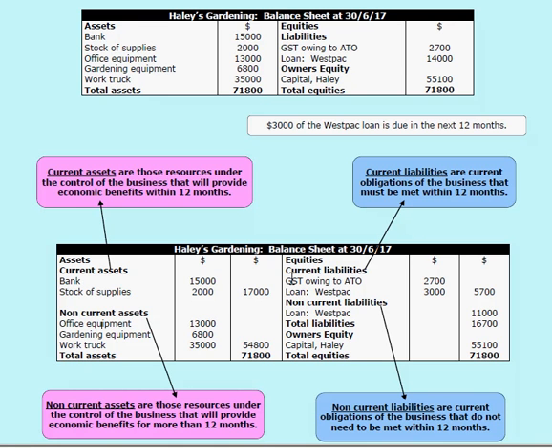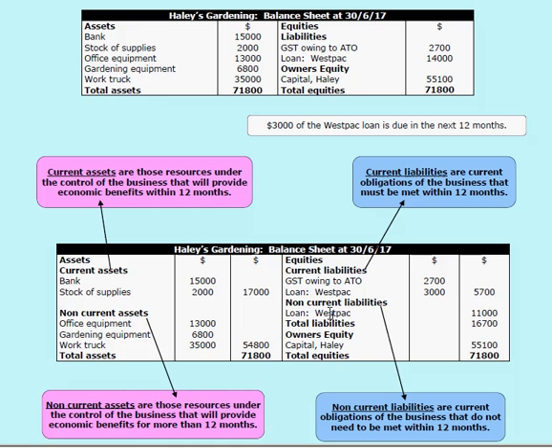Liabilities, current liabilities, those obligations that must be settled within 12 months. The most common examples we will see will be GST owing to the ATO. If the bank is in overdraft, that will be a current liability as well. So bank overdraft is a current liability. And short-term loans that do have to be settled within 12 months is a current liability. And non-current liabilities are those obligations that do not have to be met within the next 12 months, and long-term loans are the best examples.